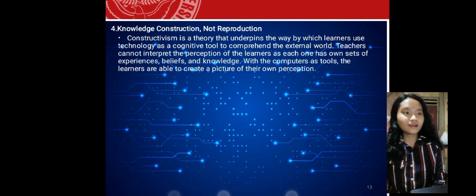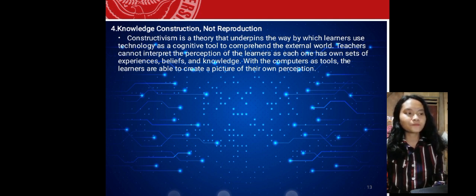The fourth one is knowledge construction, not reproduction. Constructivism is a theory that underpins the way by which learners use technology as a cognitive tool to comprehend the external world. Teachers cannot interpret the perception of the learners, as each one has own sets of experiences, beliefs, and knowledge. With the computers as tools, the learners are able to create a picture of their own perception.